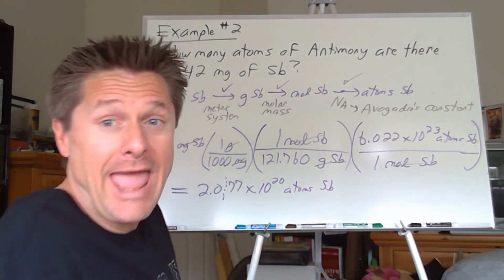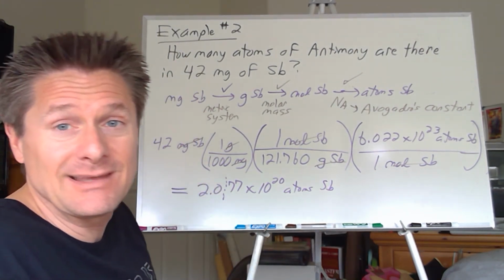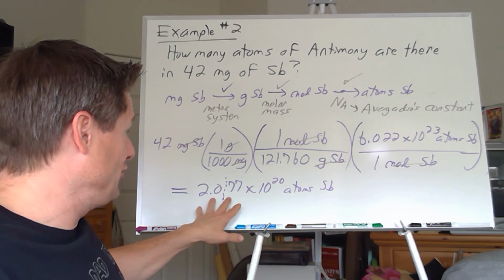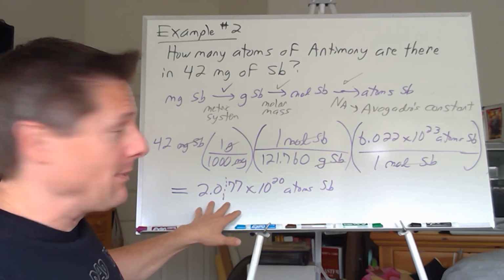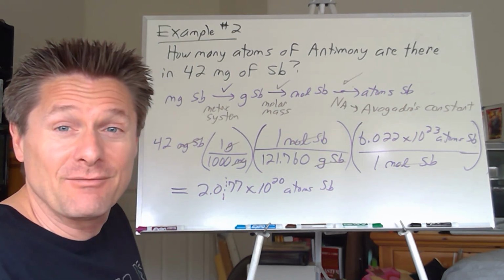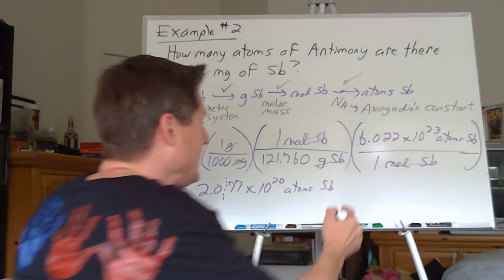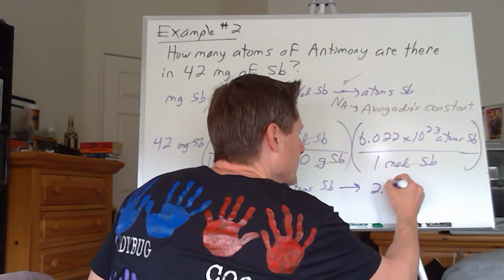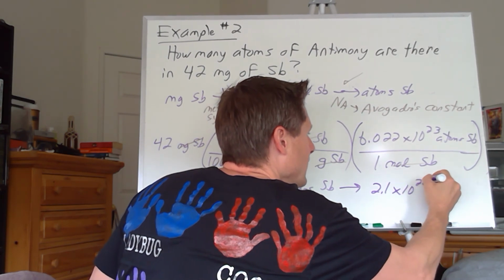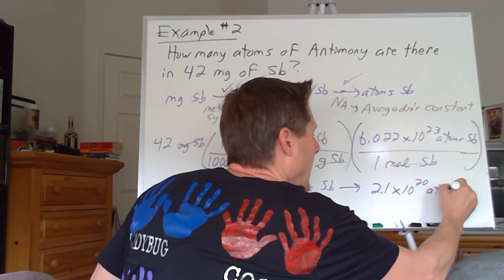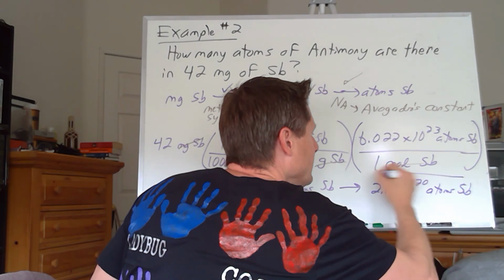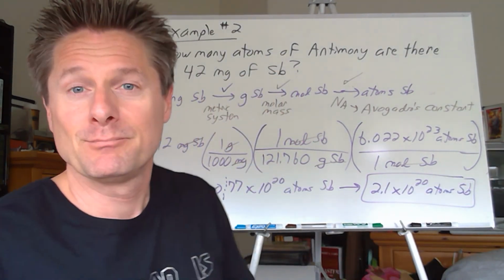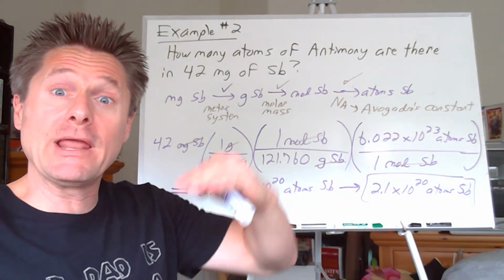Now that's a lot of atoms of antimony. 42 milligrams doesn't seem like a lot. There's like 2.1 when we round it, times 10 to the 20th atoms of antimony. It's an inconceivably huge number. So that rounds up to 2.1 times 10 to the 20th atoms of antimony. Boop. Pretty easy, right? Well, let's bring it up a notch.